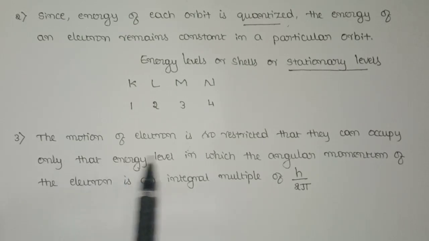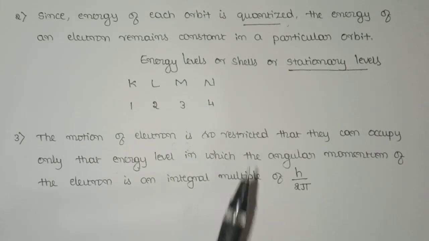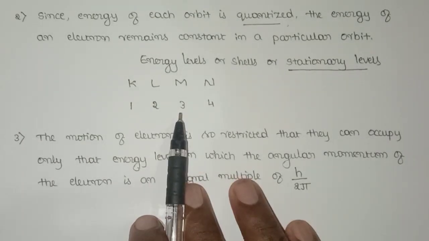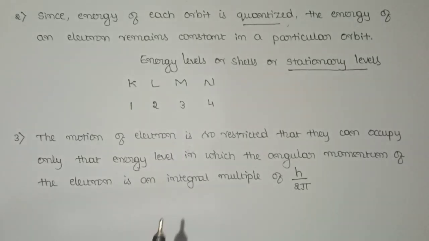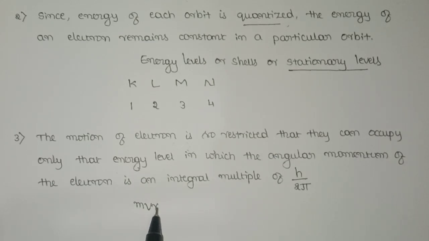On the basis of the third postulate of Bohr's model of the atom, there is no liberty for the electron to occupy whichever orbit it wants. The electron should occupy only those orbits, those energy levels, provided its angular momentum is an integral multiple of h by 2 pi. The angular momentum, that is mvr, mass into velocity into radius, should be equal to an integral multiple of h by 2 pi.